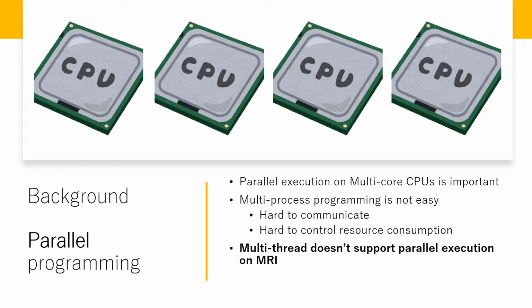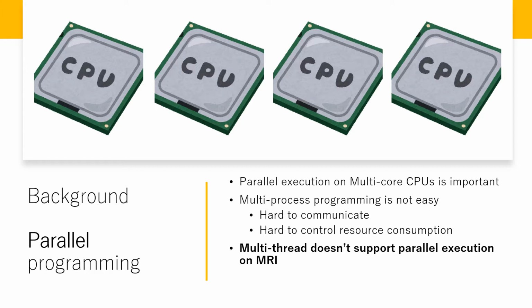At first, I want to share the background of this Ractor project. Nowadays, CPUs have many cores, and parallel computation is needed for performance improvement. It is easy to utilize multiple CPU cores with multiple processes. However, it is difficult to make multi-process programs because inter-process communication is difficult and because multiple processes can consume computation resources such as memory and so on.